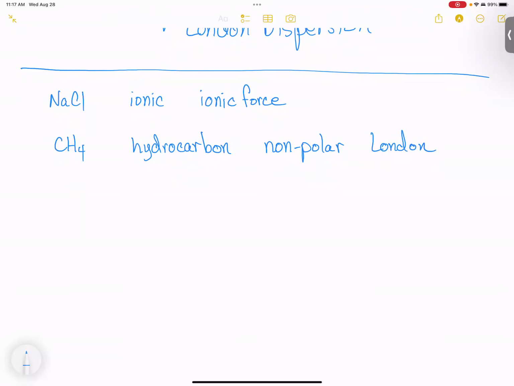What if I have SH2? Well, now we're going to have to get in. If you can't judge it right off the bat, you're going to have to draw the Lewis structure. So we'll just do a quick review of Lewis structures.